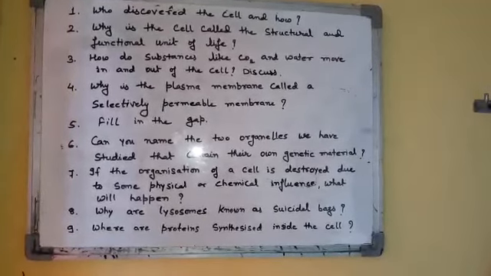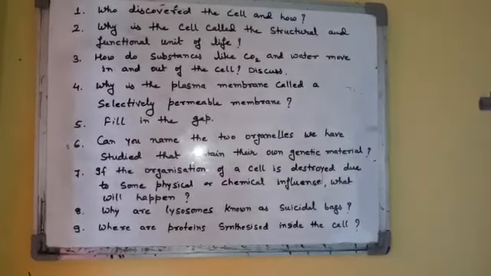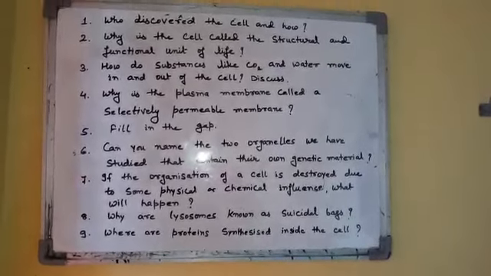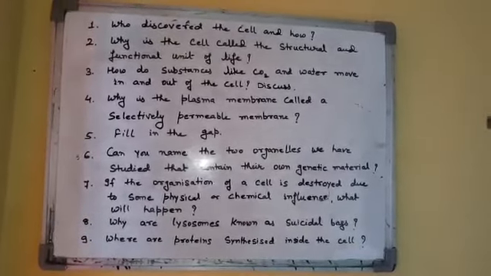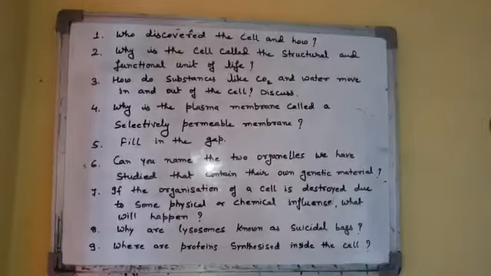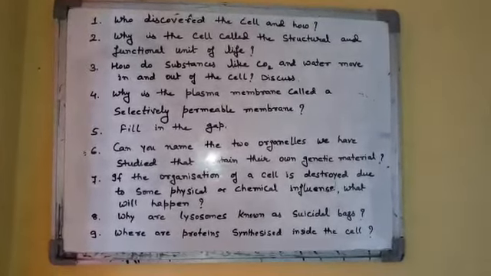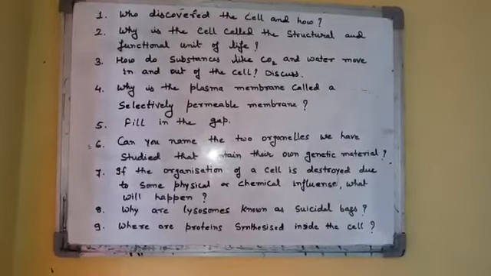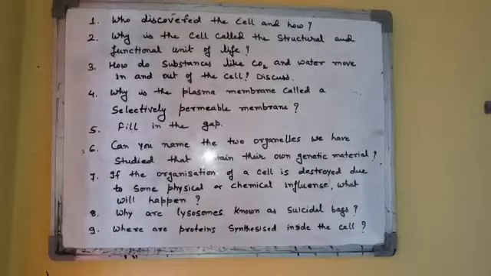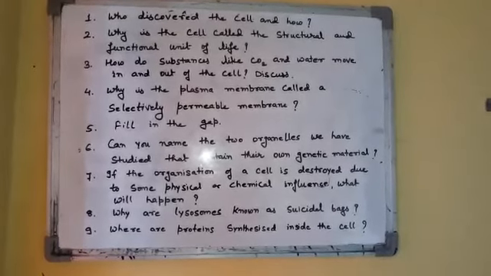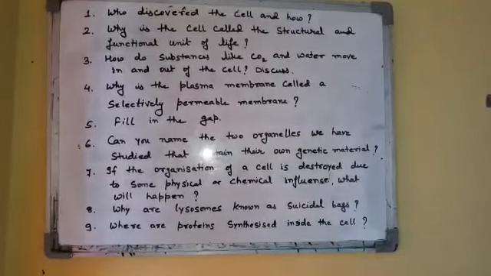The next question, why are lysosomes known as suicidal bags? Lysosomes are special structures present generally in animal cells, and these are known as suicidal bags. So now what makes them suicidal bags? Why are these called suicidal bags? You know that strong digestive enzymes are filled inside the lysosomes. Now what happens in case of starvation and how it destroys the cell, you will explain over here.